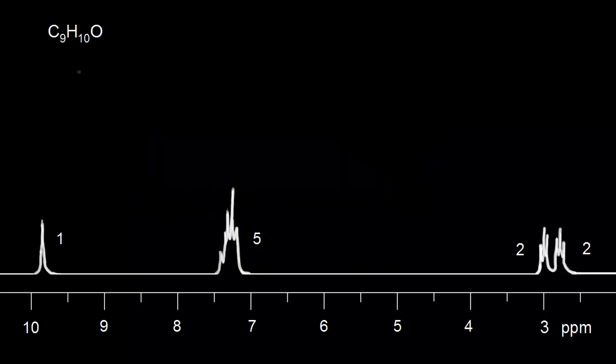For this NMR, the molecular formula is C9H10O. Let's go ahead and calculate the hydrogen deficiency index. So if we have 9 carbons, the maximum number of hydrogens we can have is 2 times 9 plus 2. And 2 times 9 plus 2 is equal to 20. So for 9 carbons, 20 hydrogens is the maximum number.